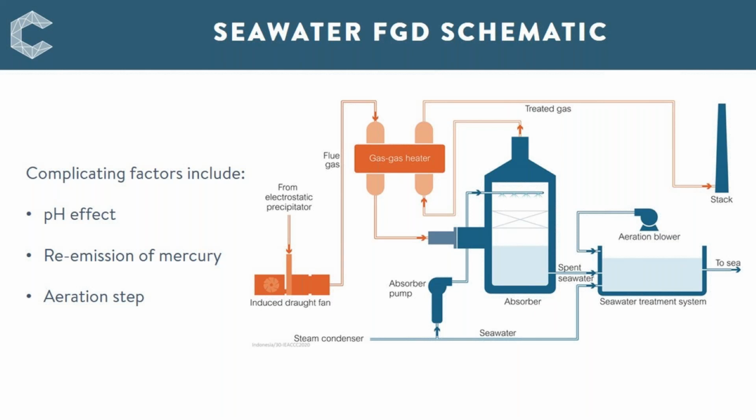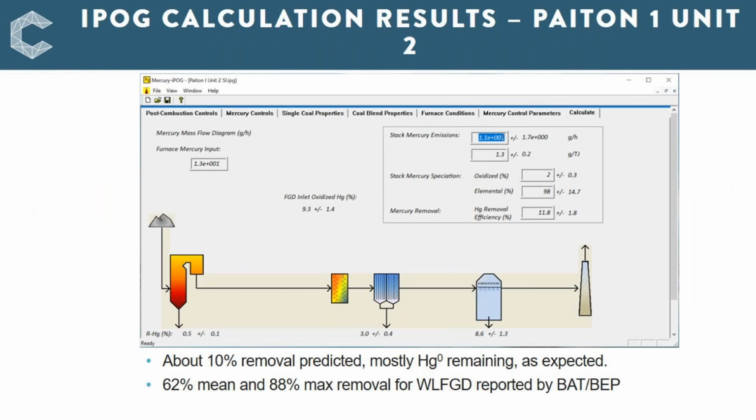And obviously, while wet FGD is quite efficient for SO2, once we put mercury into consideration, we really need to be very careful to understand this stream going out to sea to make sure that there is no or minimal amount of mercury going back to the sea. Next, please. So these are some calculations for Python 1 Unit 2.